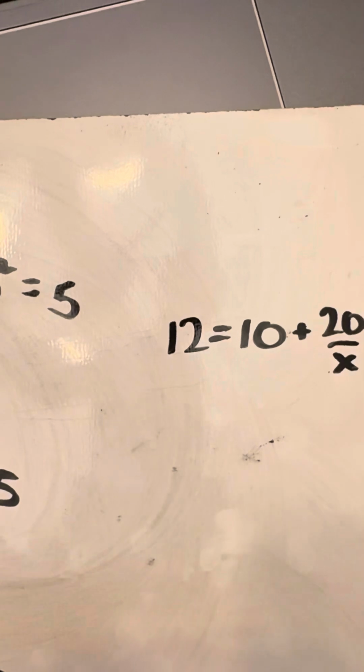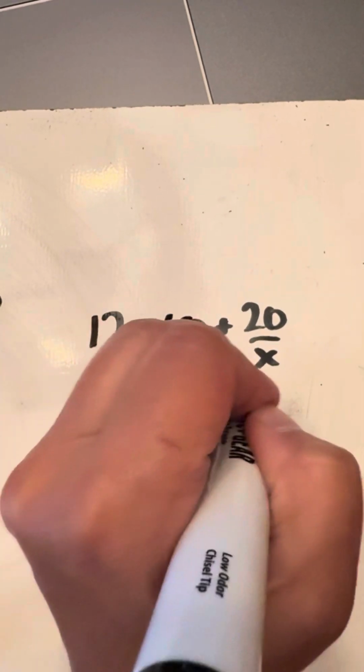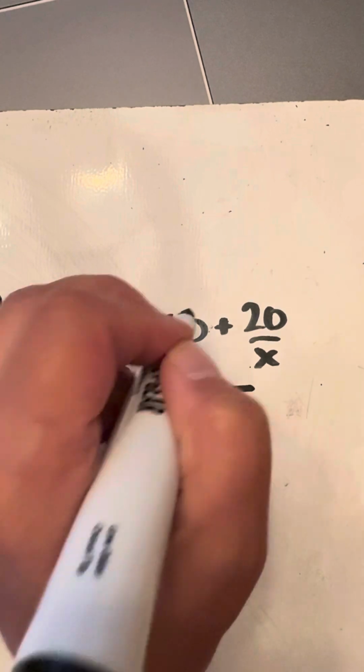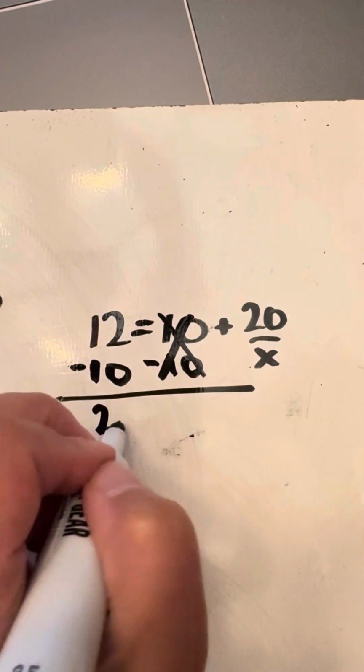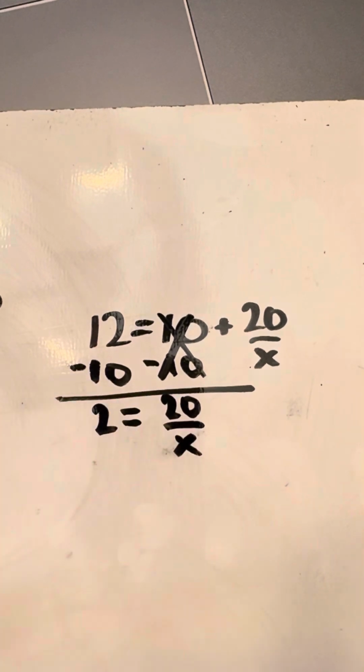We want to get that 10 out of there. So it's a positive 10. The opposite operation is to subtract 10. Those are gone, leaving me with 2 remaining. And then we have the 20 over x remaining on that side.